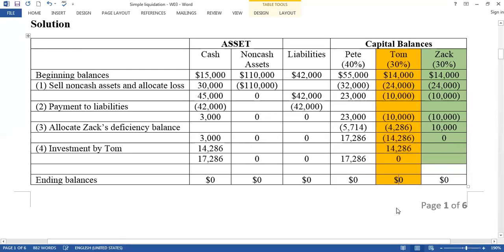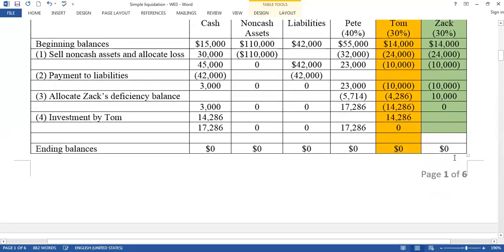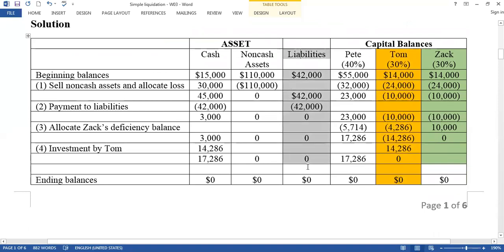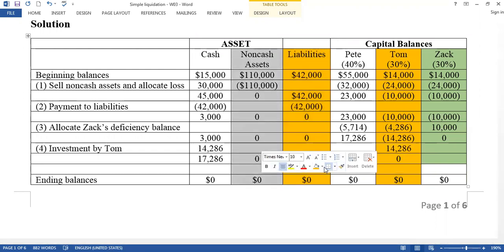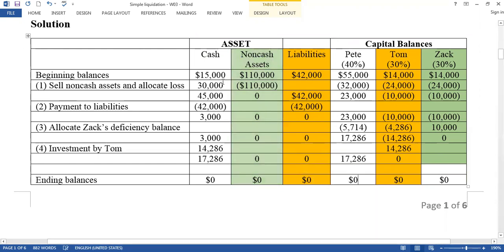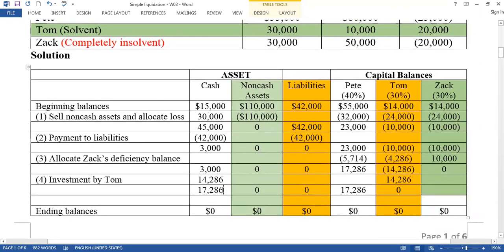So Tom is also closed. Jack closed, Tom closed, liabilities closed, non-cash assets closed. So we have some cash remaining, about $8,000, right? And this money is enough to pay the fee money. Now number 5, payment to Katie.